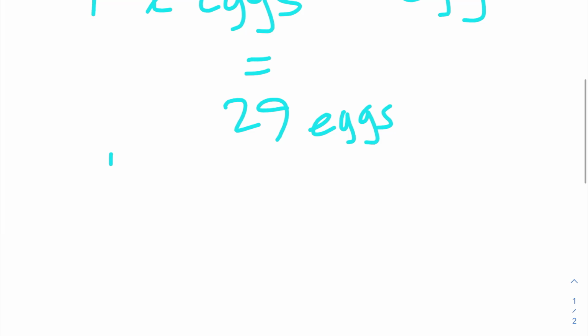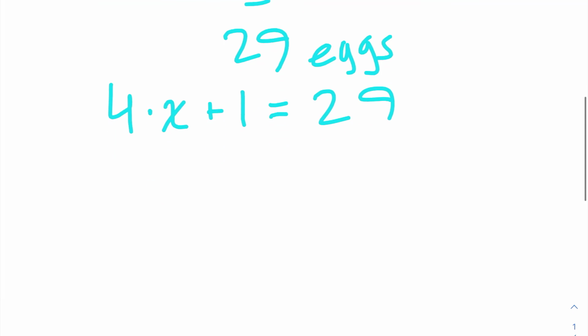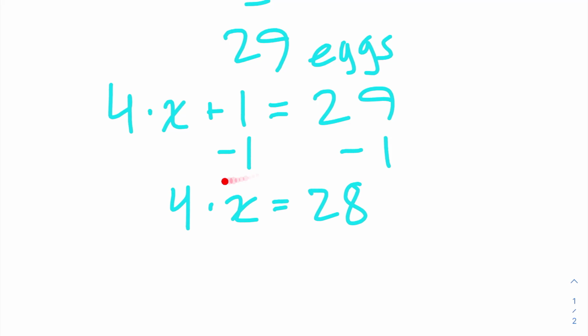So our equation is 4 times X plus 1 equals 29. Now, if we subtract 1 from each side of the equation, we'll get 4 times X is equal to 28. And we're subtracting 1 from both sides of the equation because it's like ignoring that we have 1 egg left over. We're just looking for how many eggs it took to bake the 4 cakes. We're ignoring this 1 leftover egg basically.